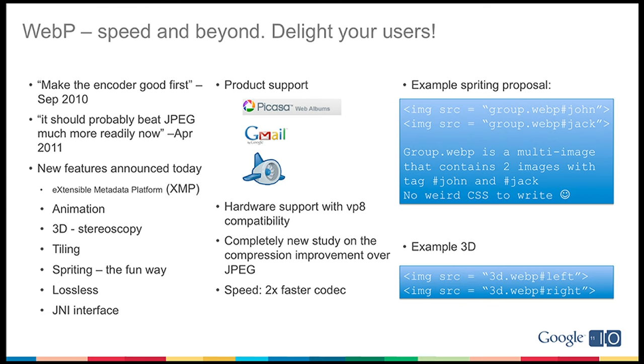So we're adding this, and because we're now in a much newer world, we're adding 3D stereoscopy. Tiling, because with a bunch of images, you can create as large an image as you'd like, and you can start displaying parts of the image as you download it.